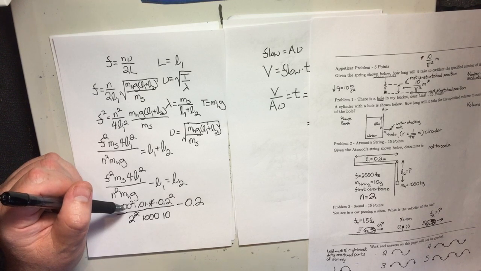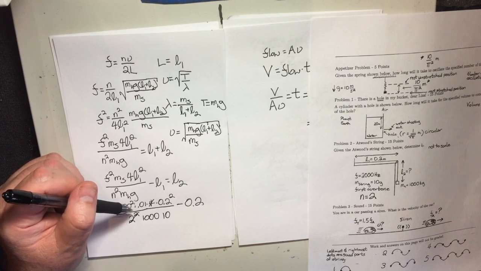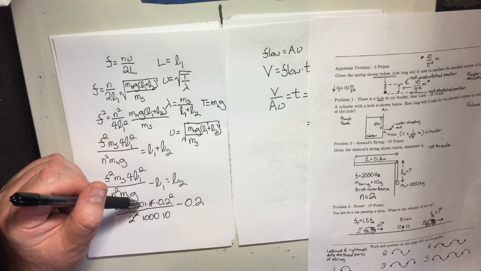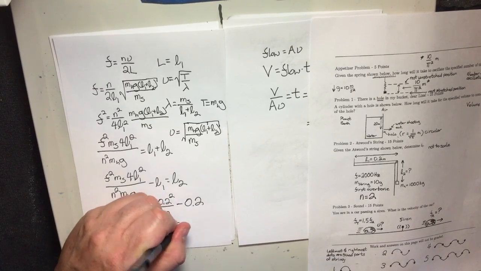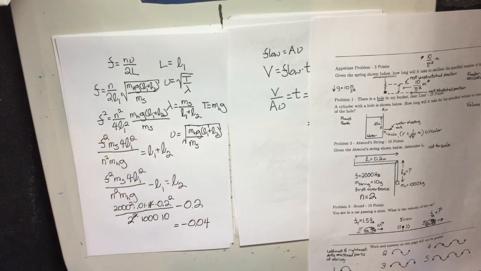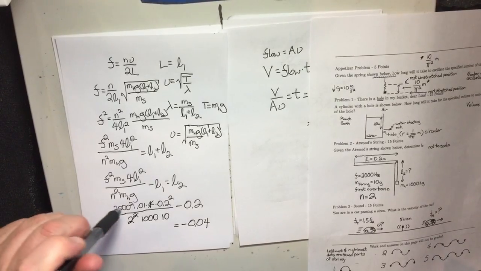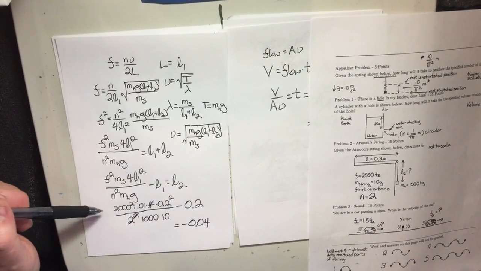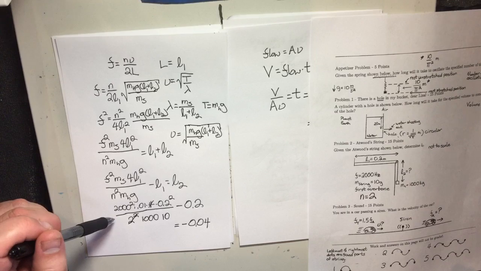Because I think what I ended up having to do is I had to change a number at the last minute. So the answer for this is coming out negative 0.04. Now what I did is, I made a mistake when I was doing the initial calculations.